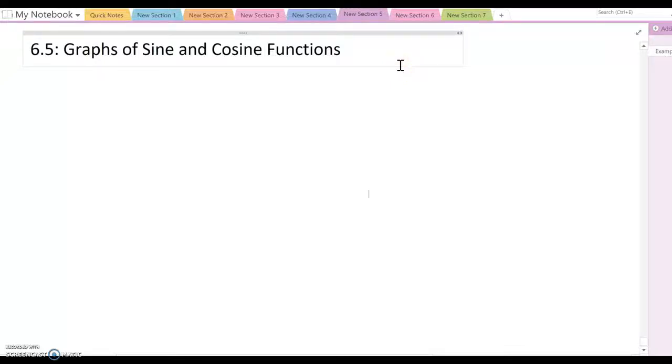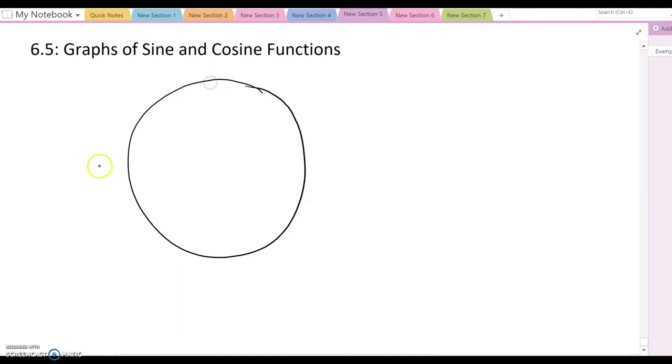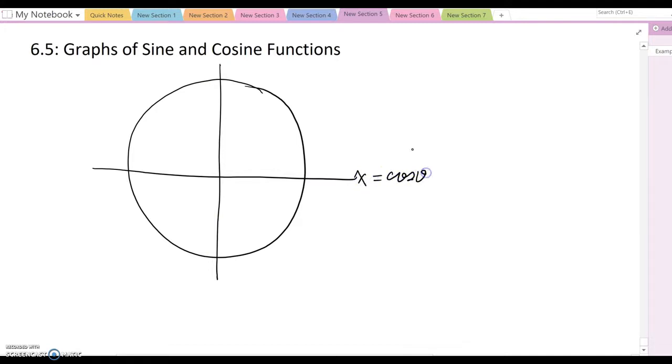6.5. The graphs of sine and cosine functions. To understand graphs of sine and cosine functions, we need to reanalyze the unit circle values. So based on our unit circle, we define that this x-axis equals cosine theta, and then y equals sine theta.